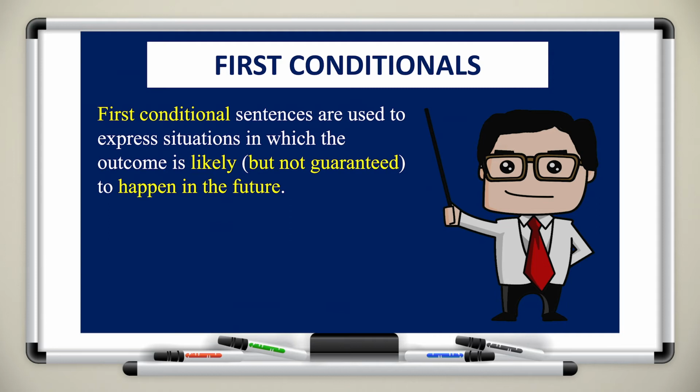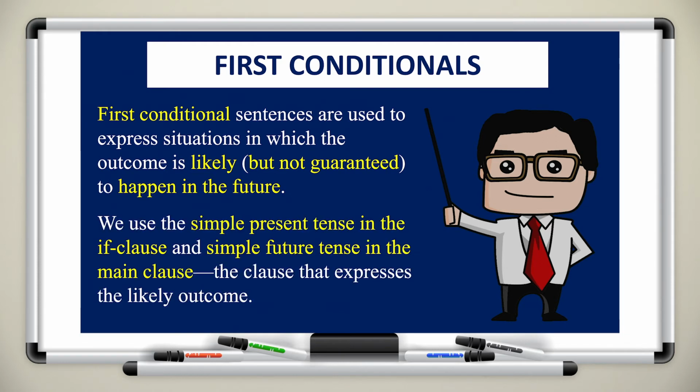And the first conditional is basically used when we're talking about something that's likely to happen in the future. So we're talking about a situation that's likely to happen. What do I mean? We're going to be using the simple present in the if clause, and in the main clause we'll use the future tense because we're talking about a likely outcome, something that will happen.